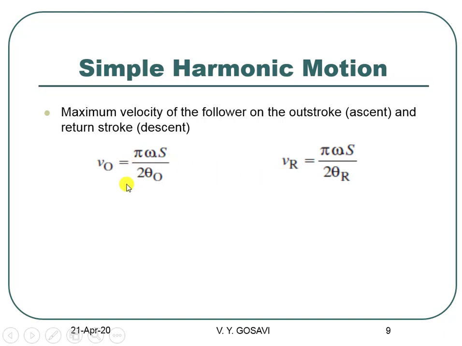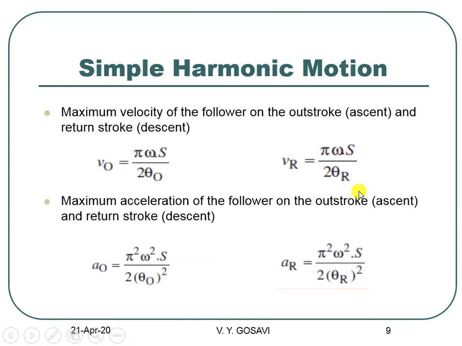So velocity at outstroke can be calculated as pi omega s divided by 2 times theta O, where omega is the angular velocity of the cam, s is the stroke or lift of the follower, and theta O is the angular displacement of the cam during the outstroke, whereas theta r is the angular displacement of the cam during the return stroke.